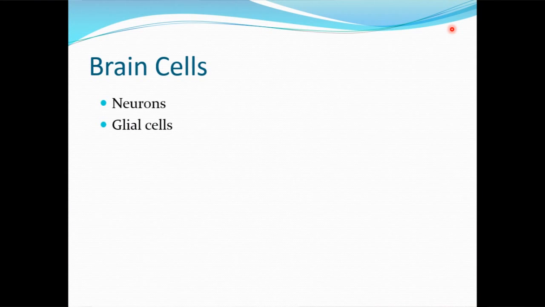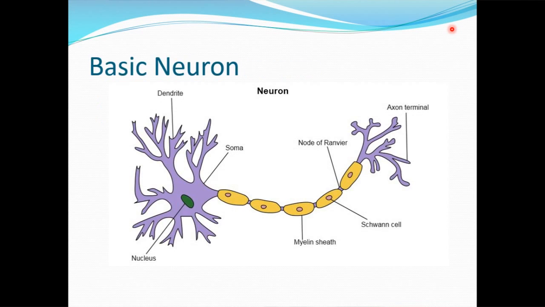There are basically two types of brain cells. There are neurons and glial cells. And we tend to forget about the glial cells, but they're actually very important too. We tend to focus more on the neurons. But let's look at the neurons. You know what the basic neuron looks like, so I'm not going to go through this. You have the soma, you have the axon, you have the myelin sheath.